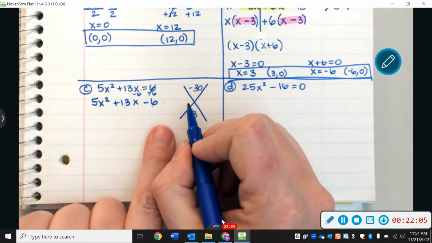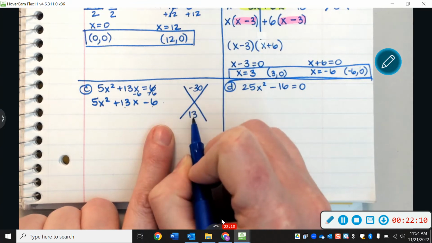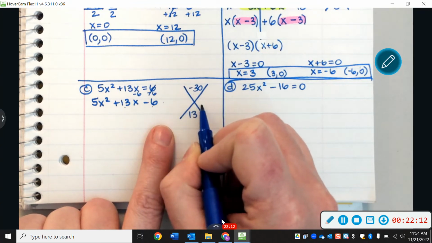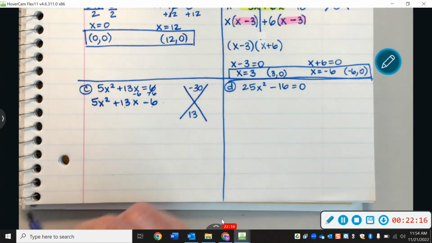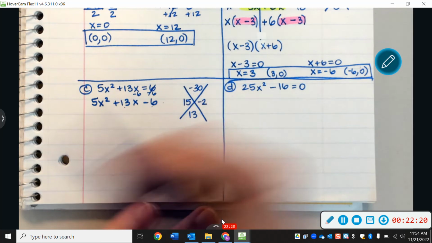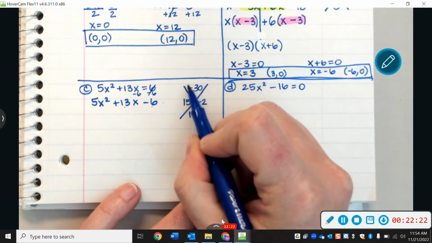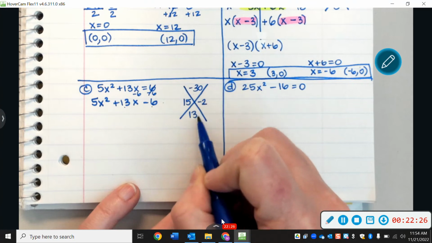A common mistake here is saying 10 and 3. 10 and 3 add up to 13, but 10 times 3 gives me positive 30, not negative 30. The solutions to this are actually 15 and negative 2. So 15 times negative 2 gives me negative 30. 15 minus 2 is going to give me positive 13.